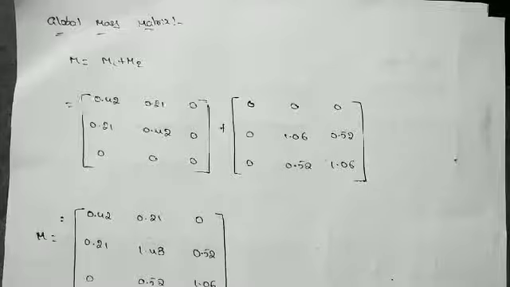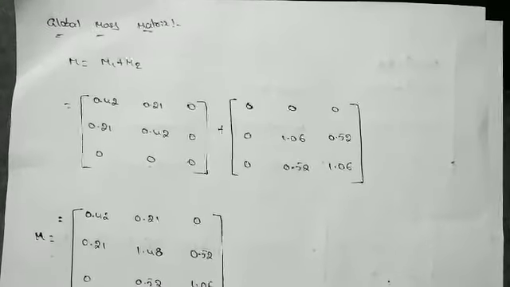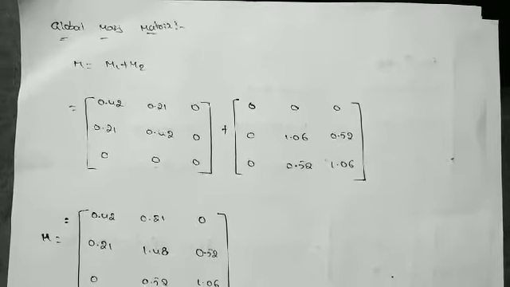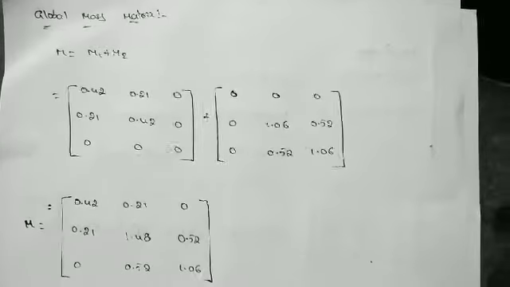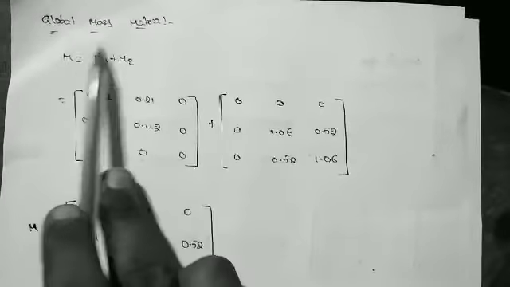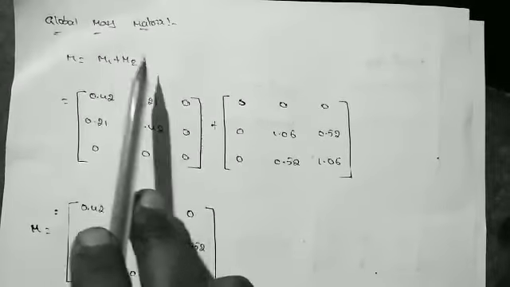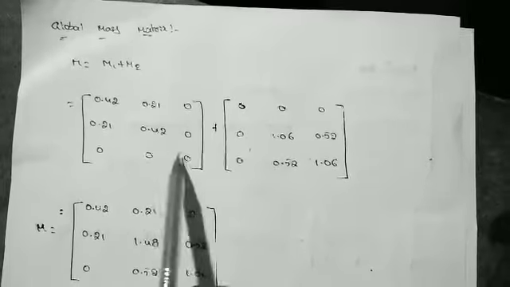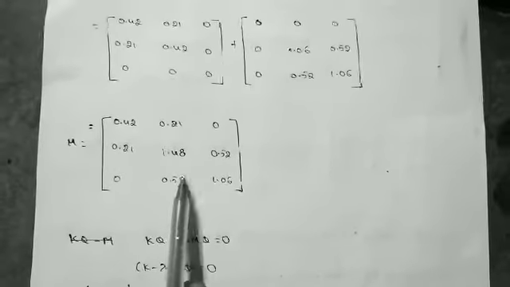After calculating the mass matrix for each individual element, you have to assemble these two mass matrices. This is the global mass matrix, M equals M1 plus M2. This is the M1 matrix, this is the M2 matrix. Add these two matrices, and you will get this mass matrix.